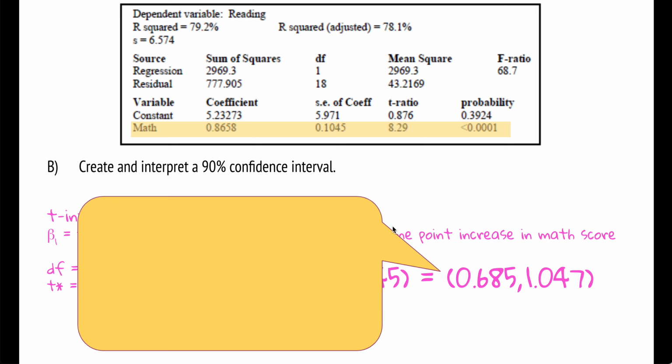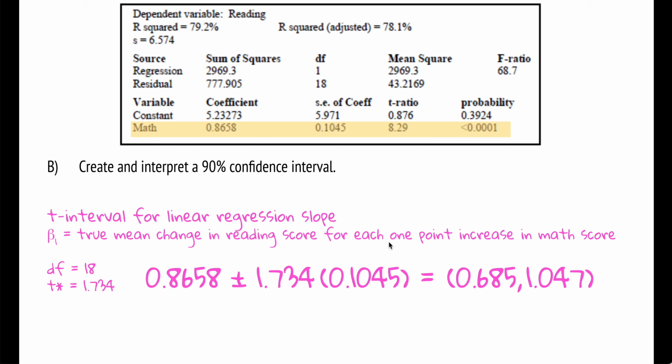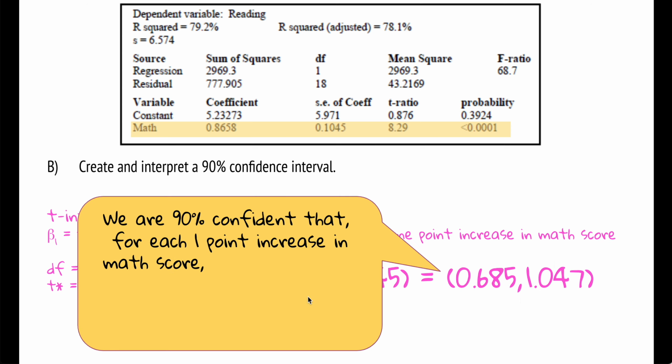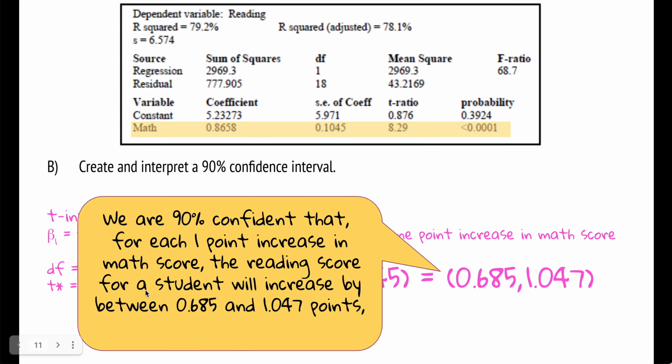And then when I interpret it, remember that the parameter I'm interpreting is the slope, the true mean change in reading score for each 1 point increase in math score. So in other words, we're saying that as math score increases by 1 point, right, the average reading score is going to change or increase by between 0.685 and 1.047 points. So we're estimating what that slope is. Okay? So we're 90% confident that for each 1 point increase in math score, right, the reading score for a student will increase by between 0.685 and 1.047 points on average, right?